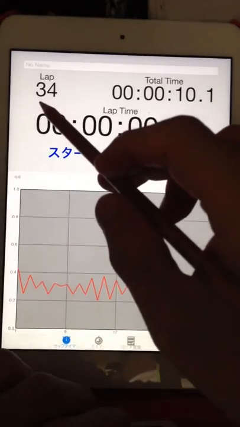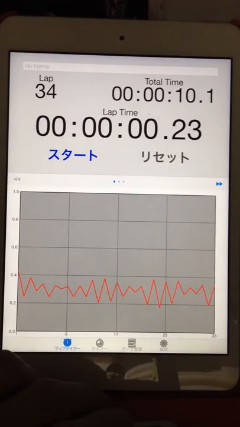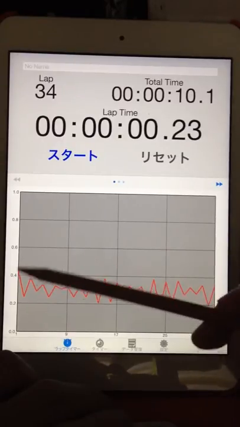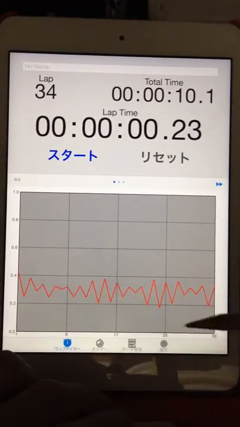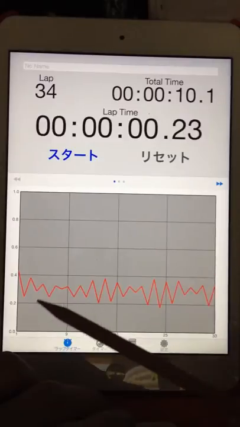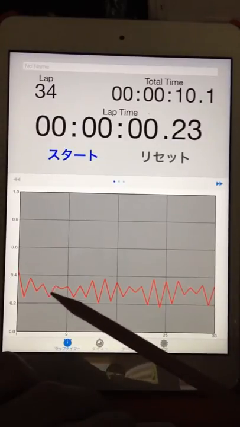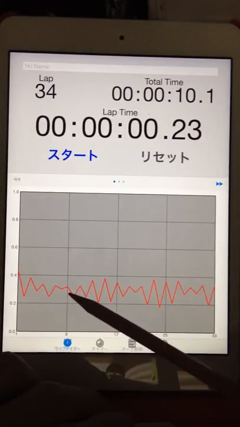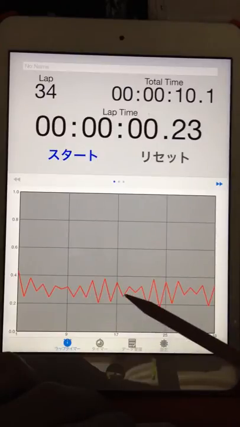10.1 divided by 3, 4 laps, multiplied 2 equal 0.59 second for 1 beat, front and back. So today, bounce is changing.